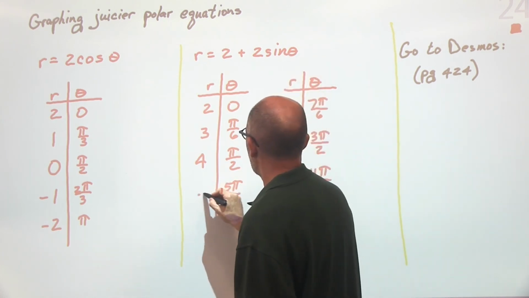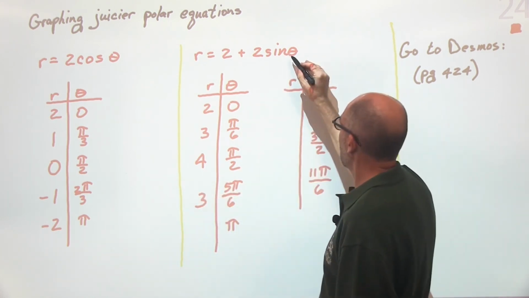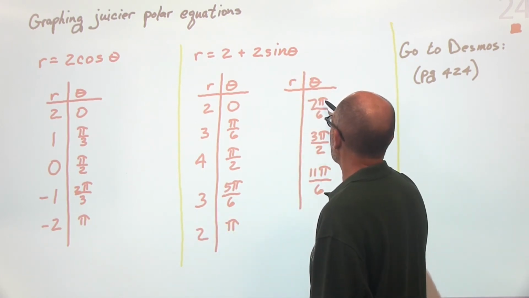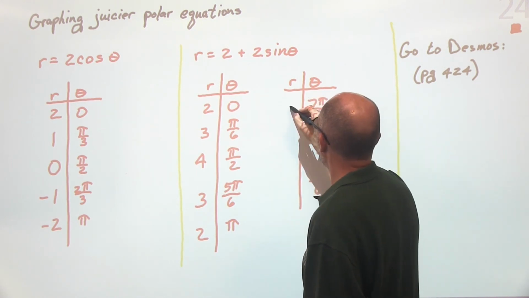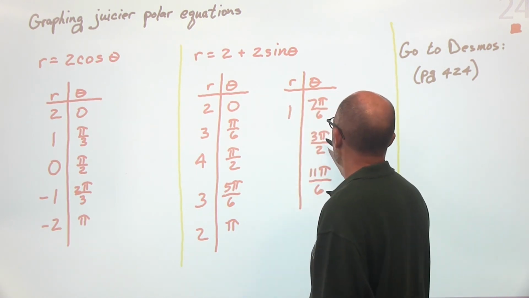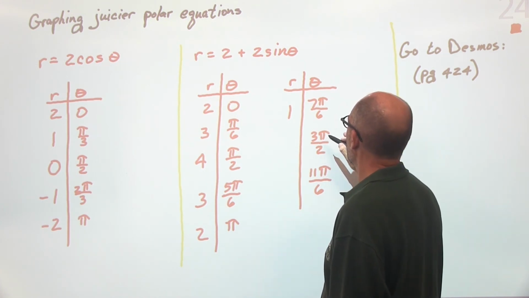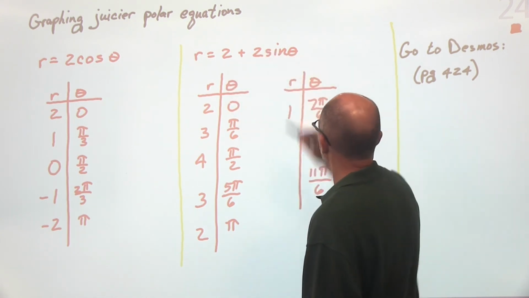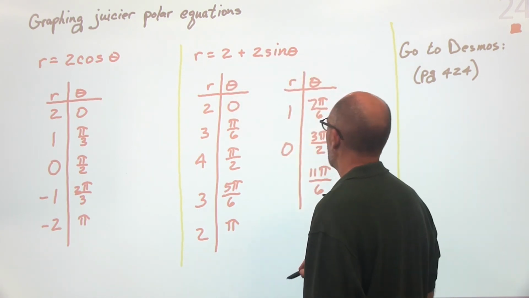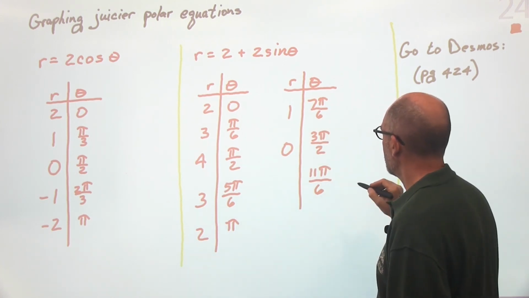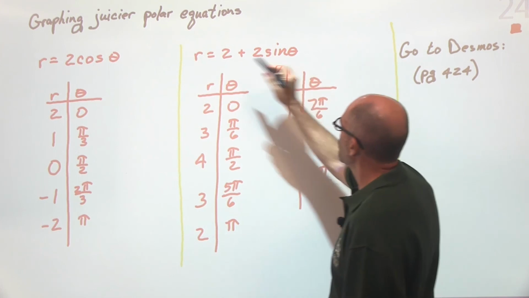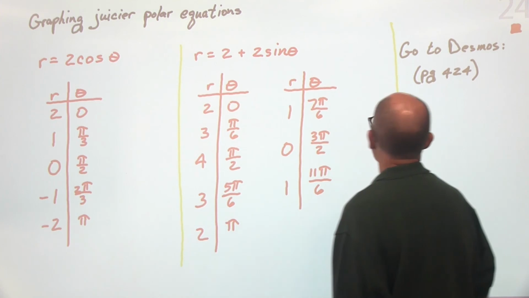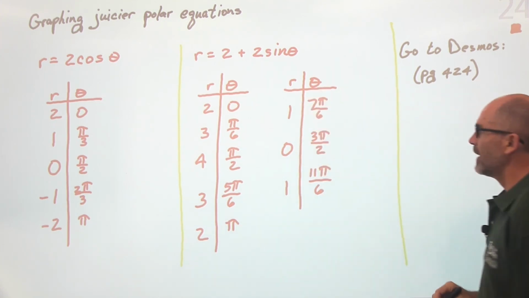So 2 plus 1 is 3. Then sine of pi is 0, so it just becomes 2. Sine of 7 pi over 6 is negative 1/2, so I have 2 minus 1, which is 1. And sine 3 pi over 2 is going to be negative 1. So I have 2 plus negative 2, which is 0. And then sine 11 pi over 6 is going to be negative 1/2. So 2 minus 1 is 1. Now I'm going to put those on the graph and see what they look like.